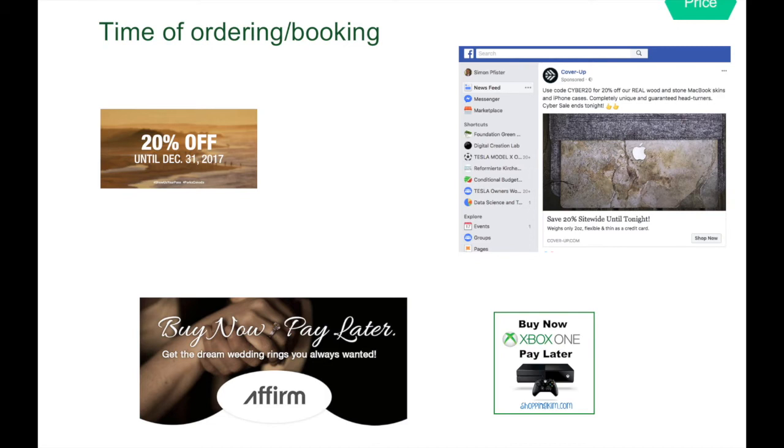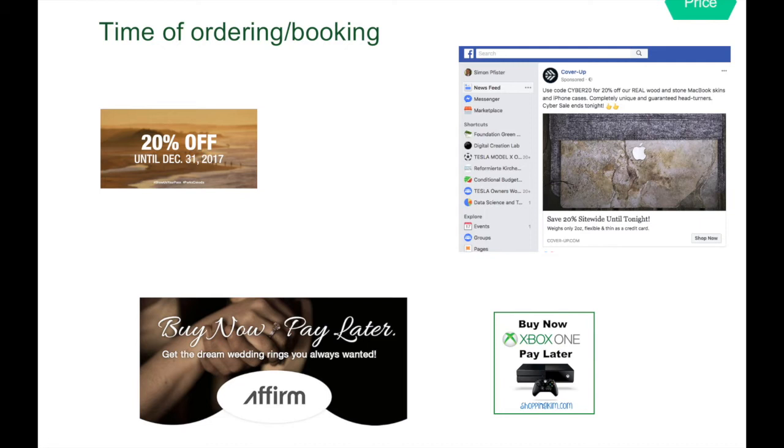In addition to the time of consumption, there is also a discrimination regarding the price based on the time of ordering or the time of booking. And here are some examples, and it's typically some kind of discount. At the upper left is basically a year-end or fourth quarter activity, saying 20% discount if you still buy this year. So this is to increase the revenue of the current year.